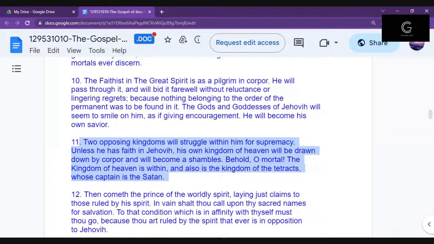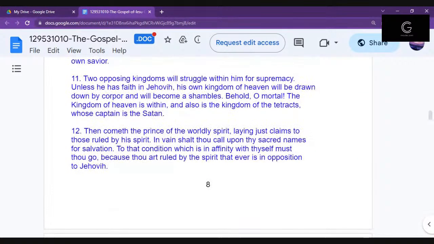Unless he have faith in Jehovah, his own kingdom of heaven will be drawn down and will become as shambles. Behold, O mortal, the kingdom of heaven is within, and also the kingdom of the Tetrarchs, the 7 deadly sins, whose captain is Satan or yourself. Satan literally means self. Gives a whole new definition of Jesus talking to Satan in the desert, don't it? Yeah, he was talking to his lower self.